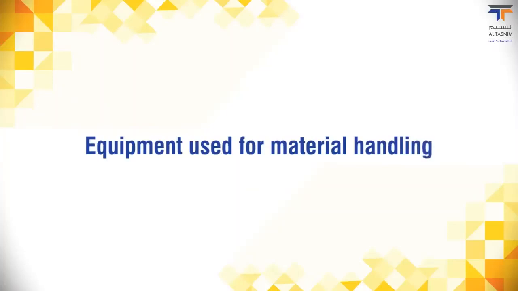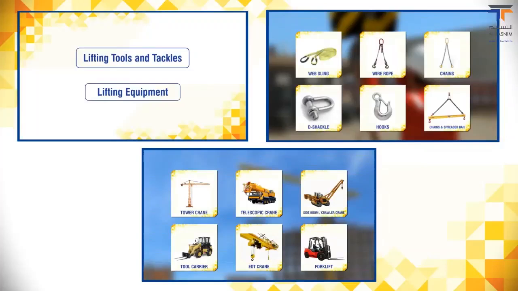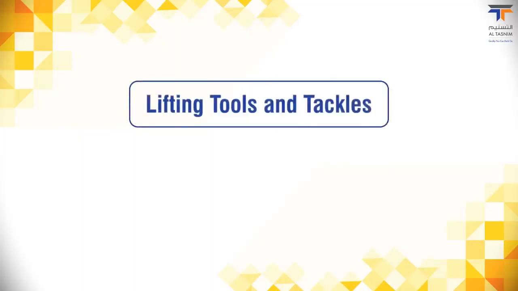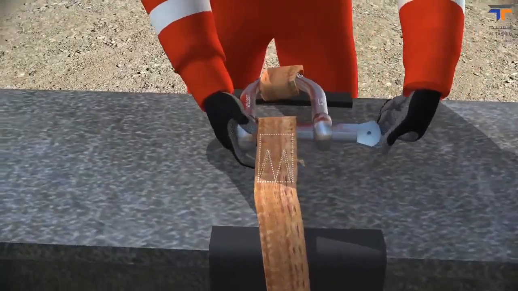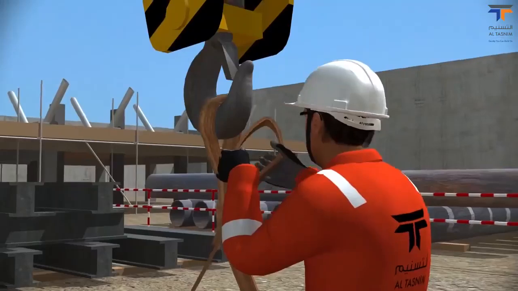Equipment used for material handling. Now, we will learn about equipment used in handling of heavy objects, the associated dangers, and the safety techniques required while using the equipment so as to avoid incidents. The equipment used in material handling are categorized into two parts: lifting tools and tackles. Lifting tools and tackles are used to attach load or material to the lifting machines.